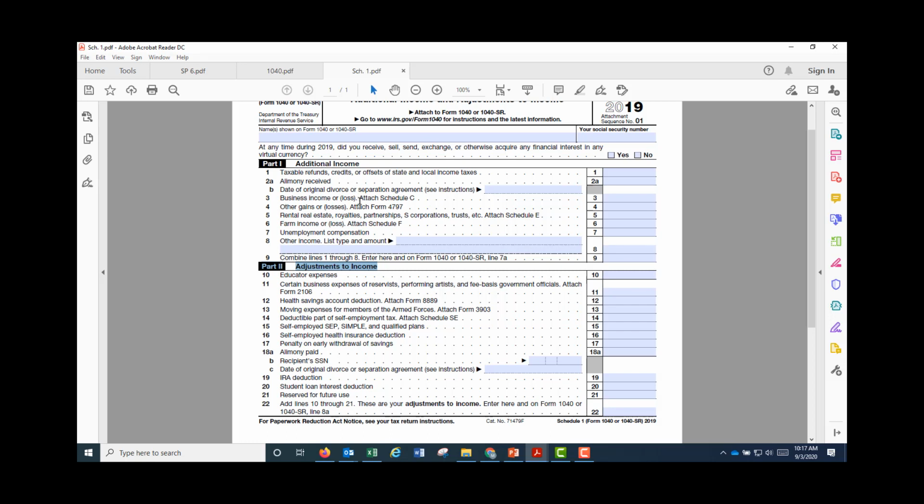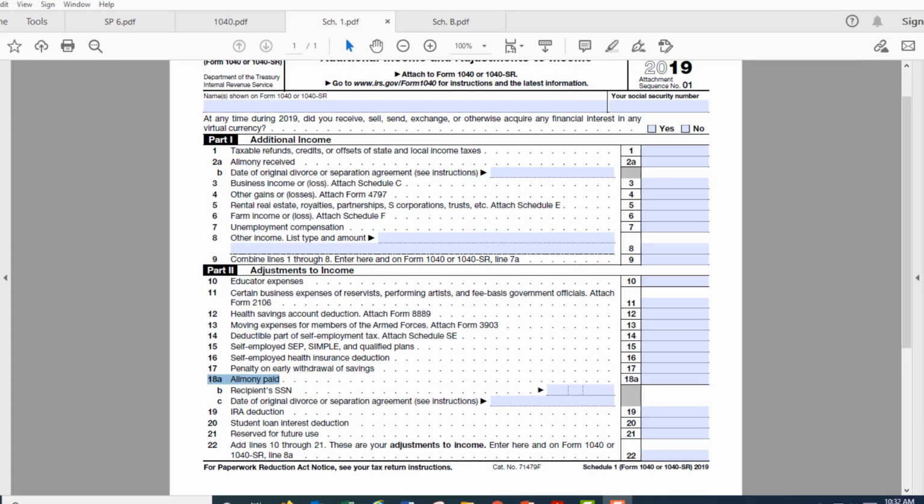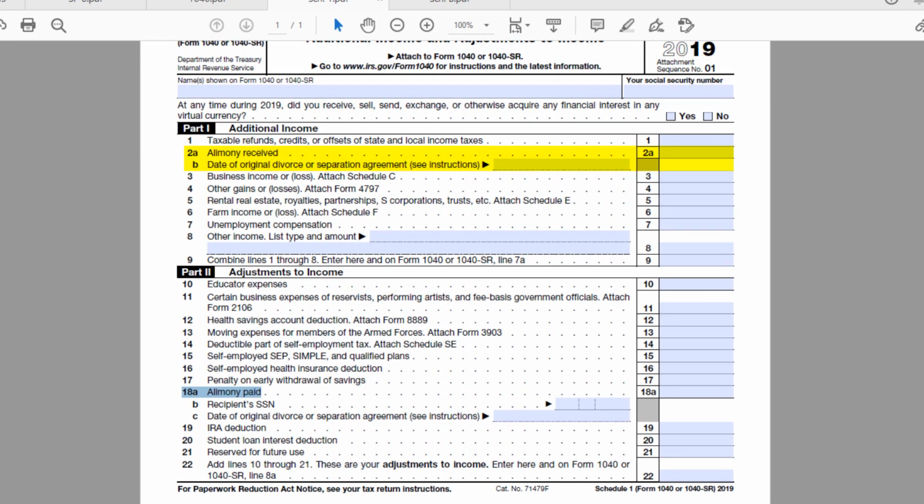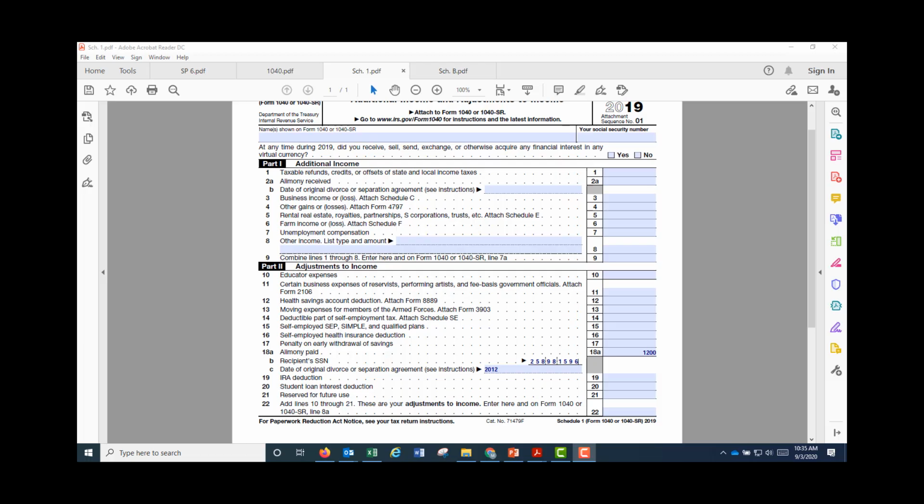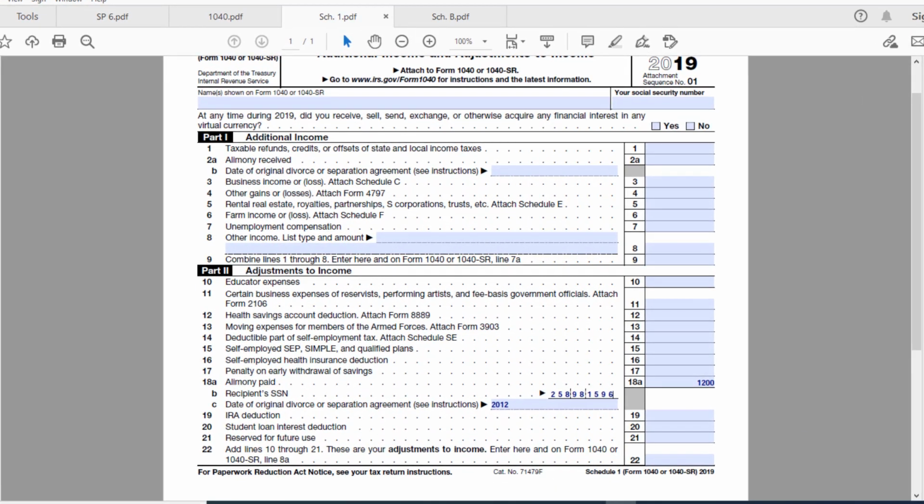Here it's alimony paid, line 18A. The recipient's social security number is needed, and the date of divorce, the decree date. That's relevant because alimony paid under a divorce executed in 2018 and prior is relevant to tax. It is adjustments to income, just like when it's alimony received, it is part of gross income and is taxable. Here the alimony paid is $1,200. The date of divorce is 2012, so it is applicable to being adjustments to income.